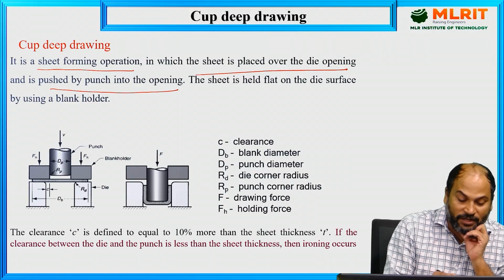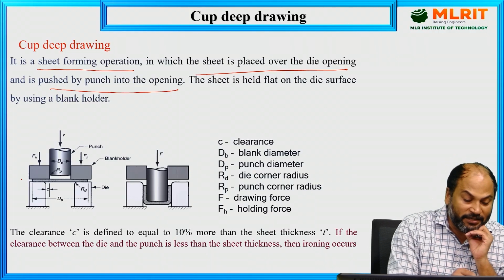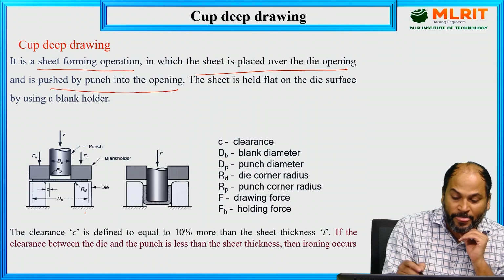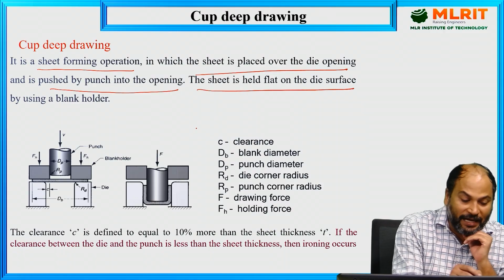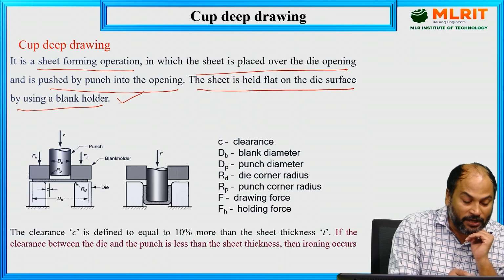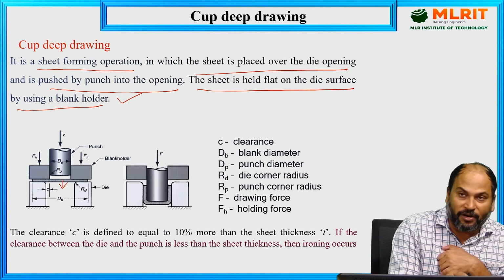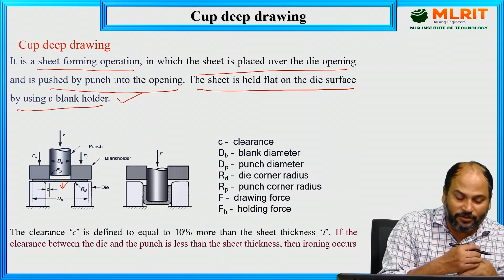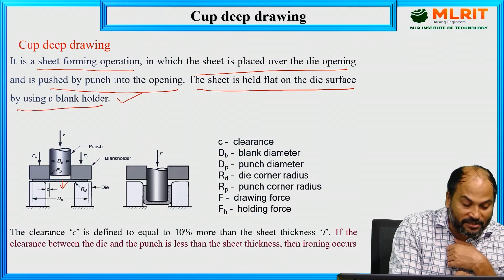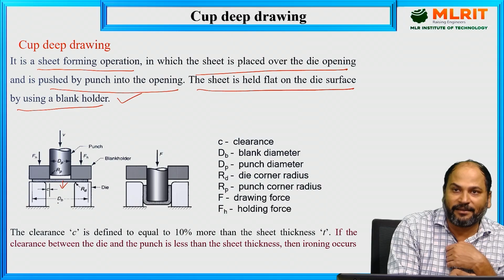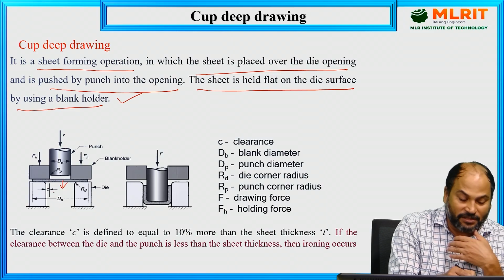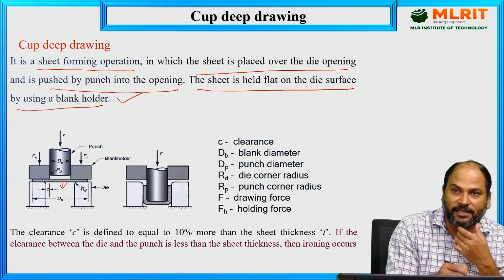So here also in the drawing we can see many technical terms. One by one we'll see. The sheet is held flat on the die surface by using a blank holder. So this is actually the blank holder. This is our workpiece on which we are going to work. This is the workpiece on which we are going to apply the force, and we will force it to flow inside this die, this die cavity. And obviously once it is forced to flow in here, it will take the shape of the die.